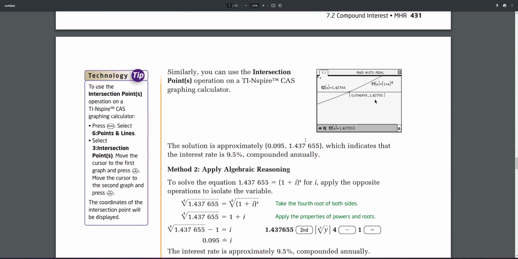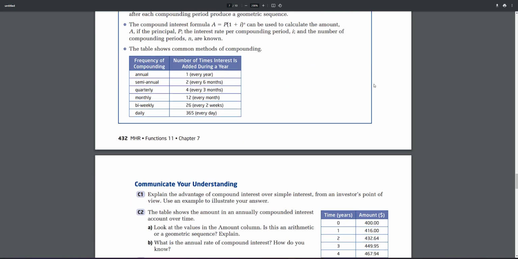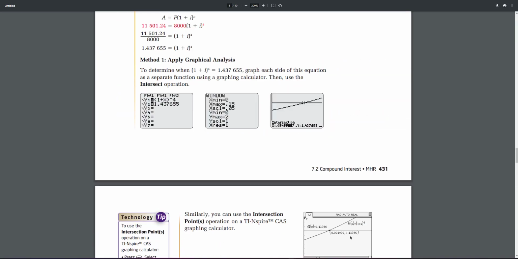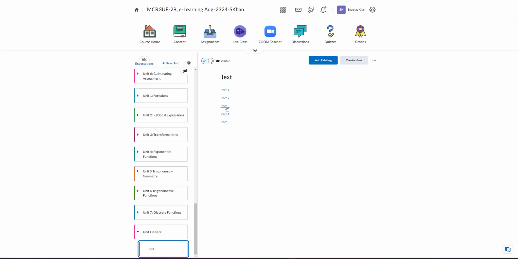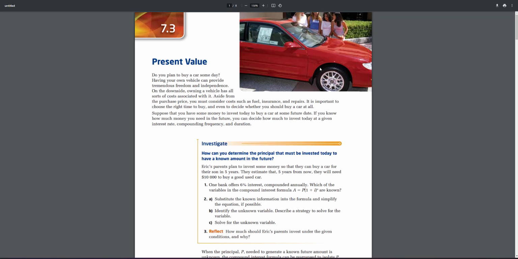Here we have the solution, and they got 9.5% as well. So yeah. All right, that's it for compound interest. Let's move on to some more difficult stuff.